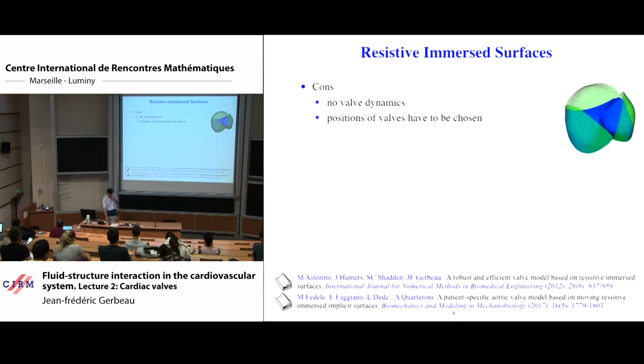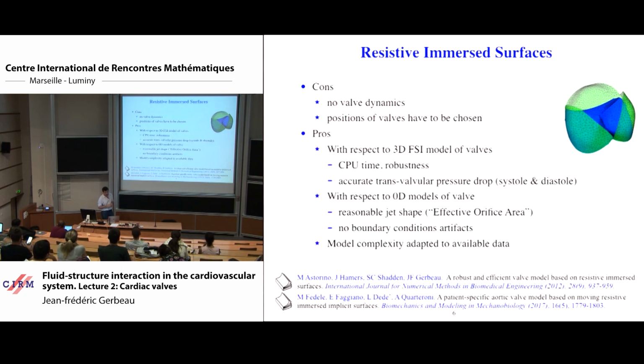Of course, the drawback is that there is no valve dynamics, and the position of the valves has to be chosen. But in most medical images, you can see the valves only when they are closed or when they are open. You cannot follow the dynamics. So we can also say that the level of complexity of the model is adapted to the level of precision of the data we typically have.